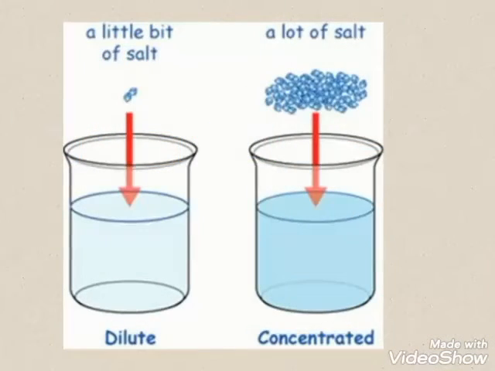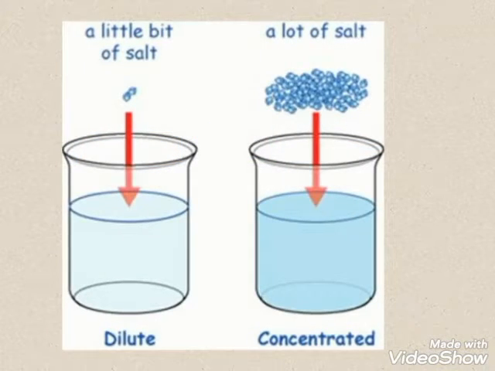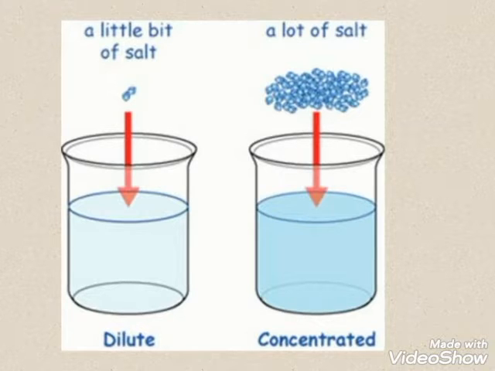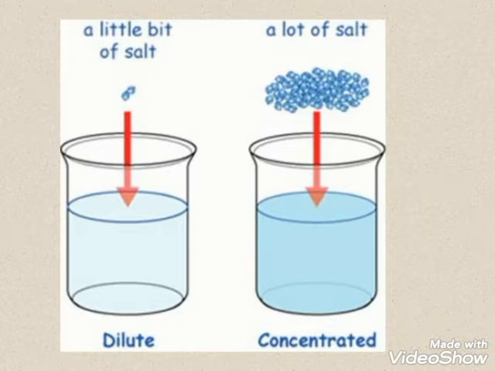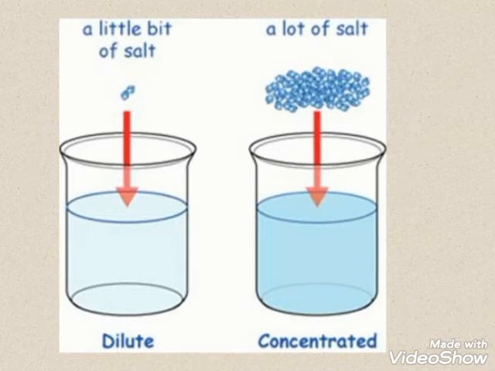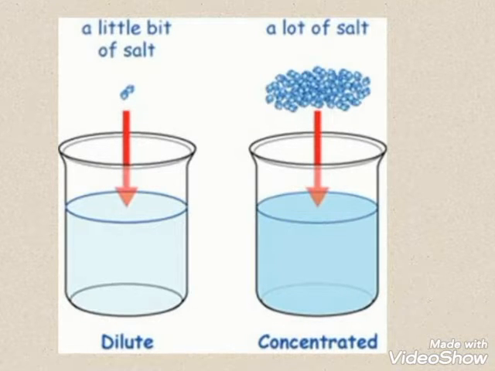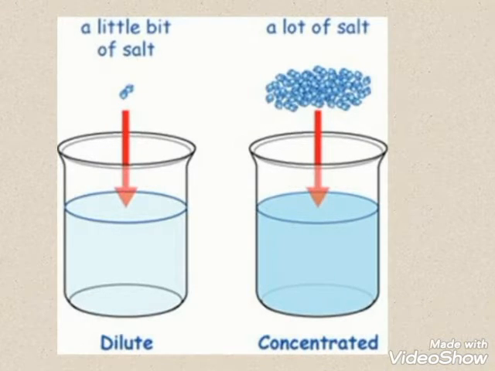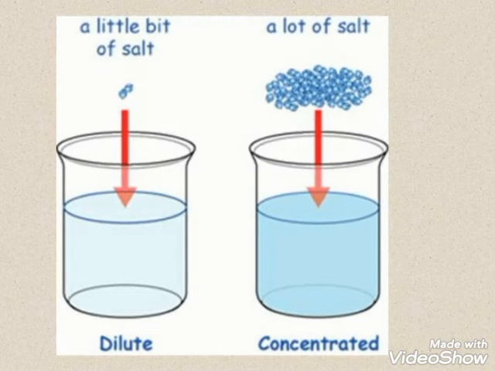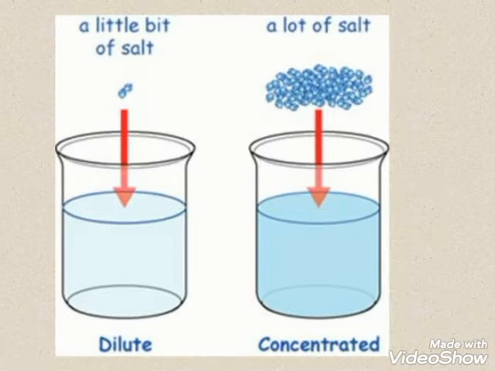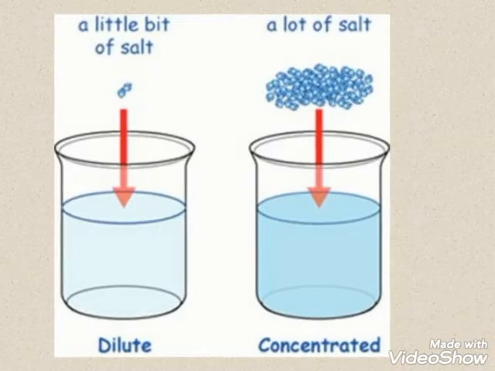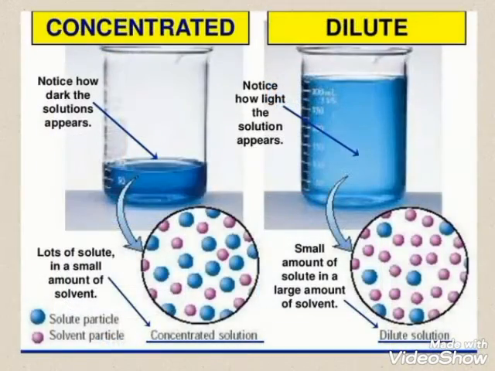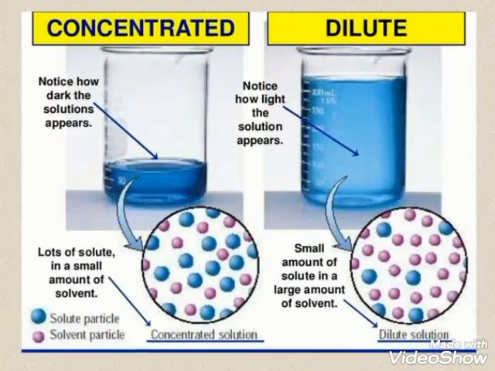If I add a little bit of salt to water, then the solution is not that salty, whereas if I add a lot of salt to water, then it tastes very salty. So the one in which less salt was added can be considered a dilute solution, whereas the one in which a large amount of solute was added can be considered a concentrated solution.